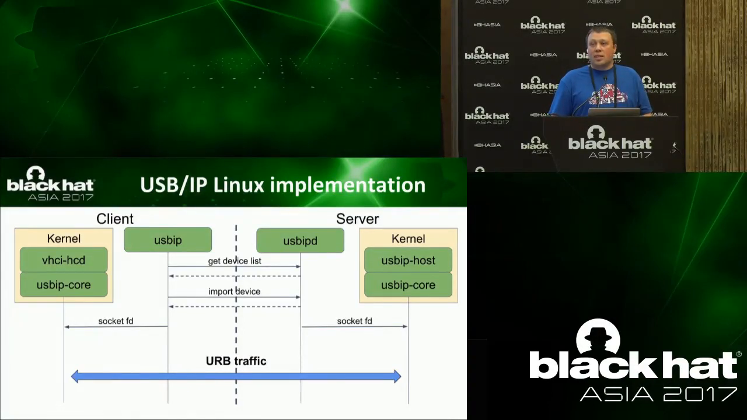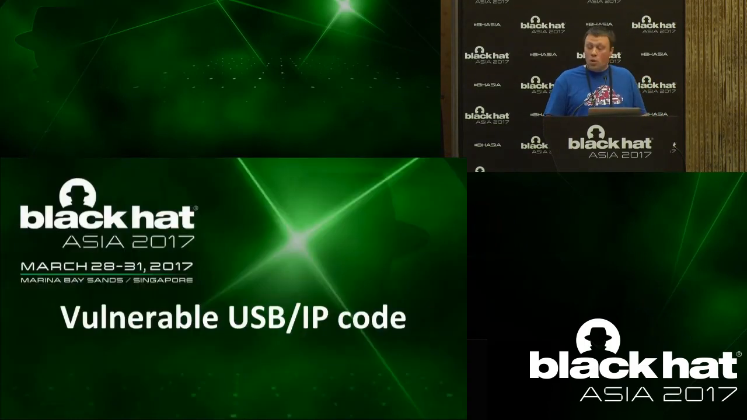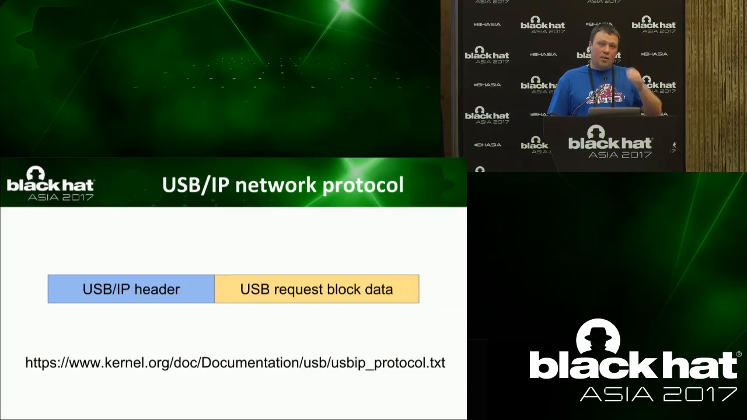So basically, the application level protocol for USBIP is implemented directly in the kernel, and the kernel is your service which actually sends and receives data, which sounded very, very scary. So it got me more interested, and I started to check the kernel level implementation, which brings us to the vulnerable USBIP code. To describe it, I will first give a quick introduction to what the USBIP network protocol is.